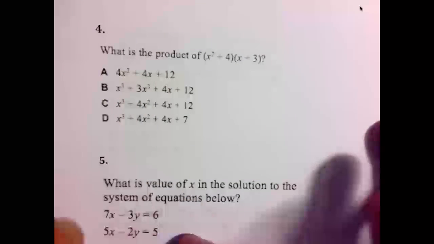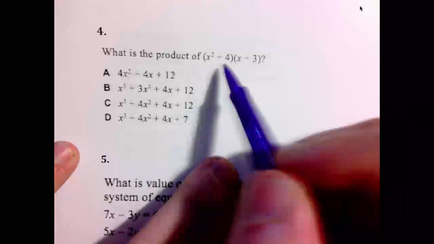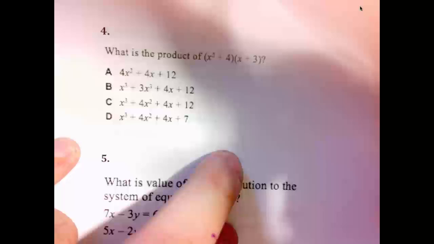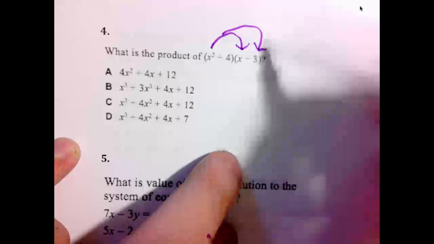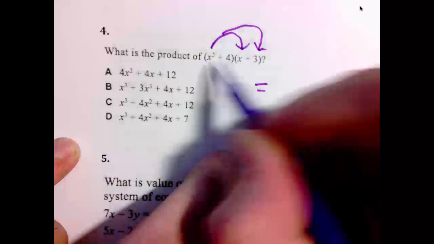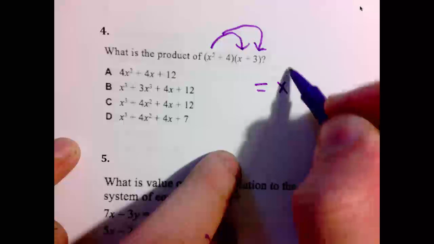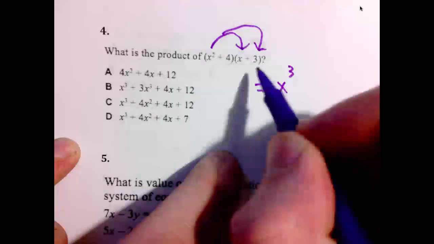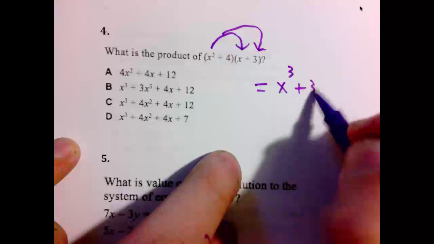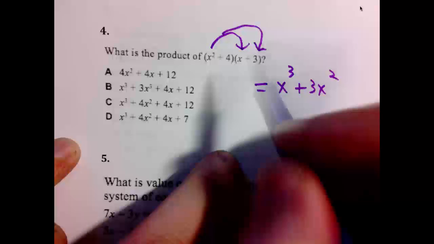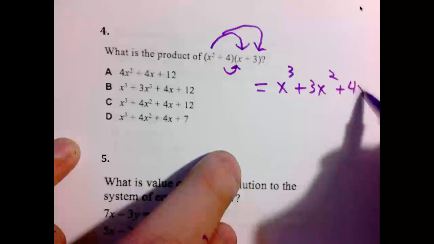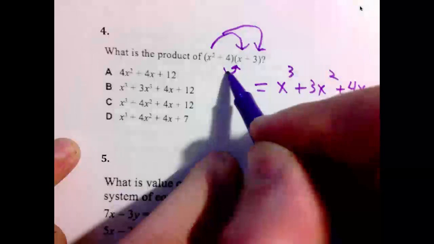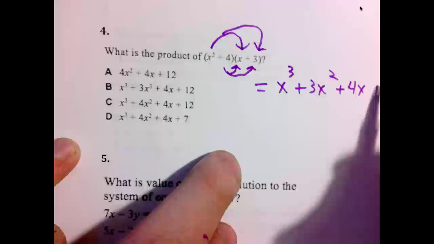Number 4. Here it's asking us to find the product. Product means multiply, and I know because they're connected. Again, we'll distribute. Distributing the x squared through both of these parentheses. X squared times x is an x cubed. X squared times 3 is a plus 3x squared. Now distributing the 4. 4 times x is a 4x. And 4 times 3 is a 12.